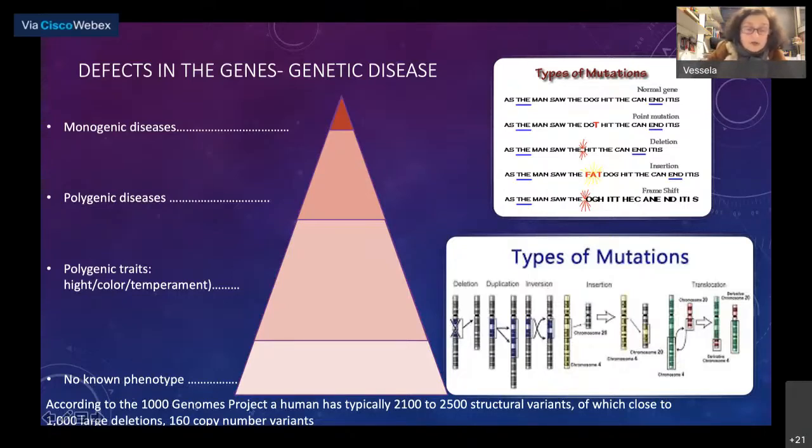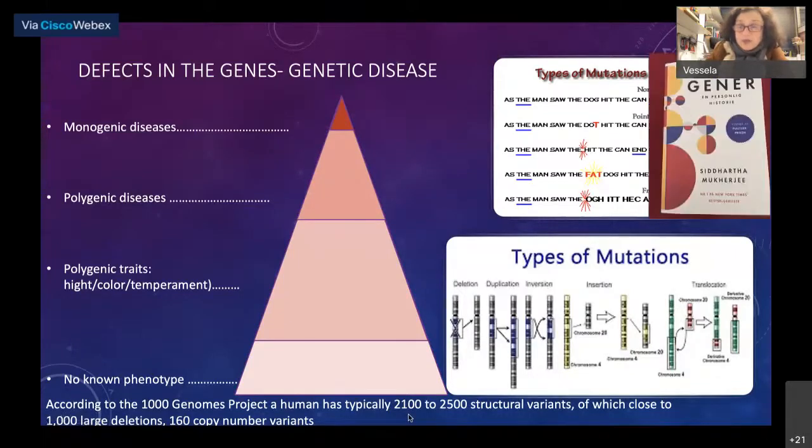So in fact, according to the 1,000 Genomes Project, a human can have typically between 2,100 and 2,500 such structural variants, of which close to 1,000 are large deletions, and 160 are different copy number variants. And so this poses a big problem for departments like mine of genetics, which is supposed to counsel parents on what is really a disease-causing variant and what is not, given that the so-called reference, or the so-called idea of what is healthy and unhealthy, is so dispersed.